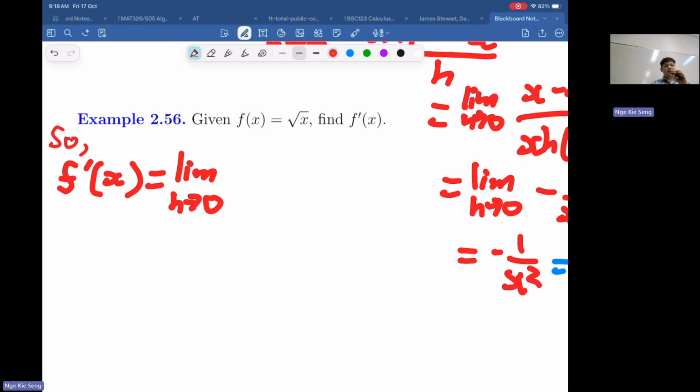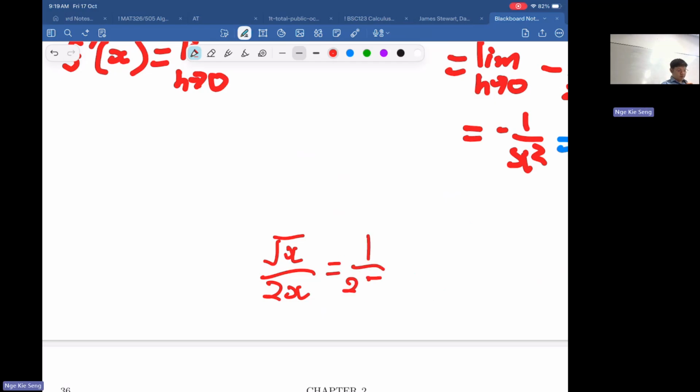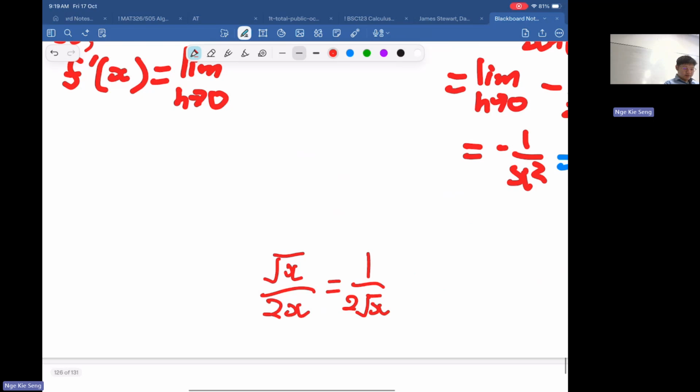Okay. Anyone got an answer? What do you get? Square root x divided by 2x. I think it's close. You can simplify this, right? Yeah, so you could simplify it to 1 over 2 square root x. Okay, depends on what form you want, actually. So how do we get this?